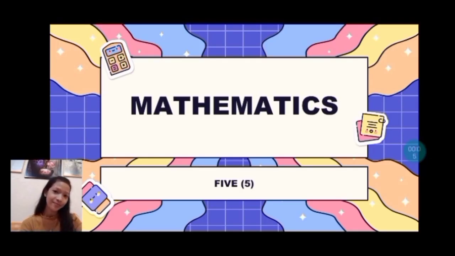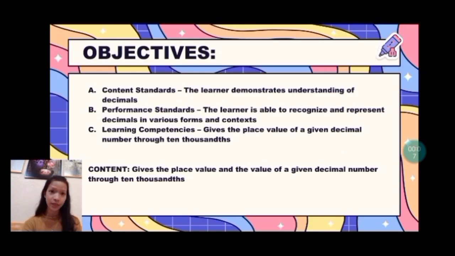Are you ready? In today's objectives, the learner demonstrates understanding of decimals. The learner is able to recognize and represent decimals in various forms and contexts. The learner gives the place value of a given decimal number through 10,000. Our content for the topic today is giving the place value and the value of a given decimal number through 10,000.